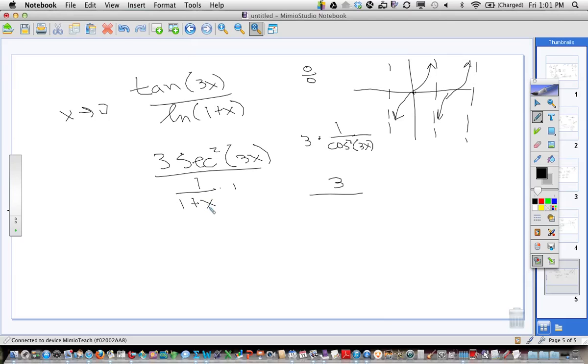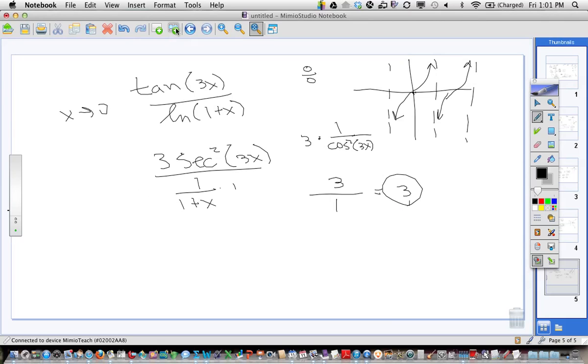What about here? Put in a 0. 1 over 1 is 1. There we go. 3 over 1 is 3. That's nice. I mean, pretty basic. Derivative. You have to plug in first, get 0 over 0. Got to do one derivative, and then give you a nice number. Okay.